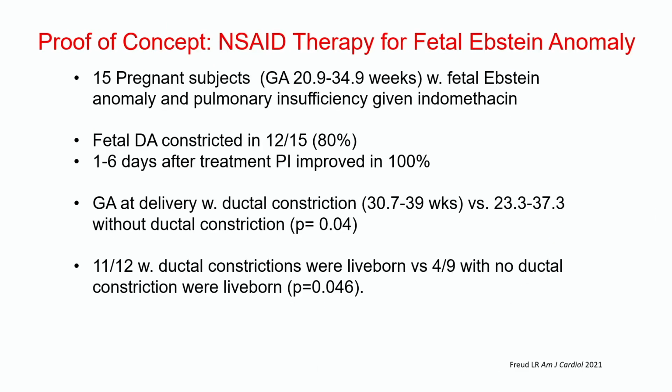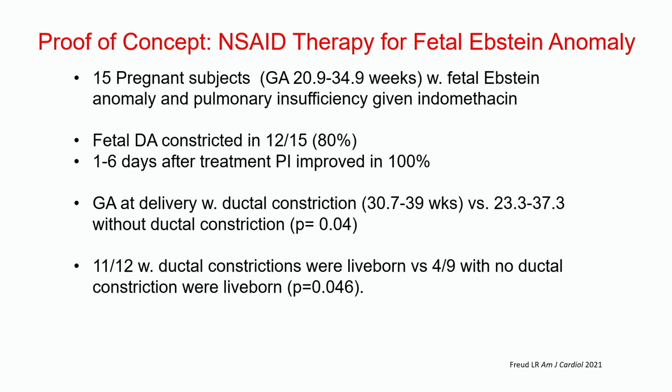So, the proof of concept paper was published in 2021, NSAID therapy for fetal Ebstein's anomaly with circular shunts. It comprised 15 pregnant subjects from 20.9 weeks to almost 35 weeks with fetal Ebstein's, pulmonary insufficiency, and so by definition, a circular shunt. These ladies were given indomethacin. They found fetal ductal constriction in 80% of the fetuses, and 1 to 6 days after treatment, the pulmonary insufficiency improved in all of them.